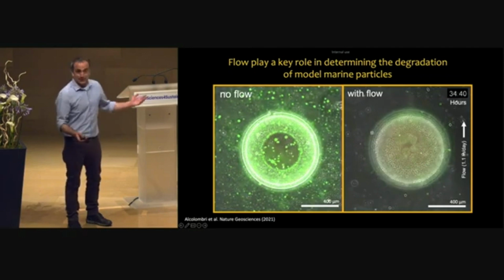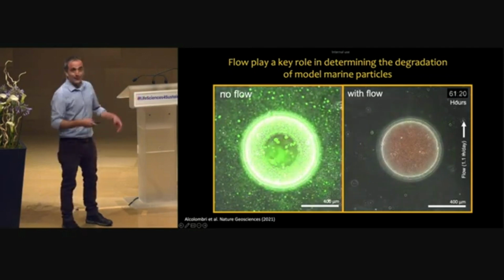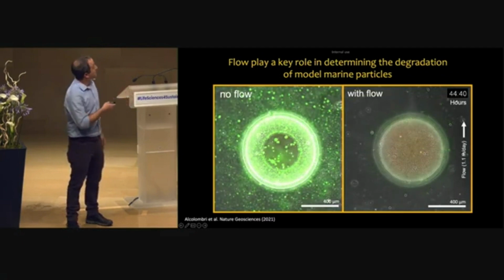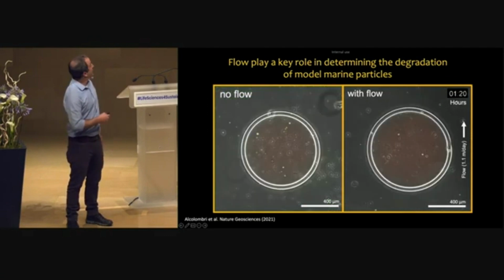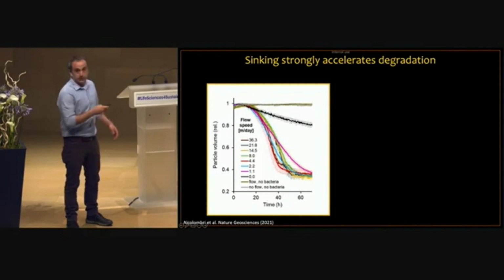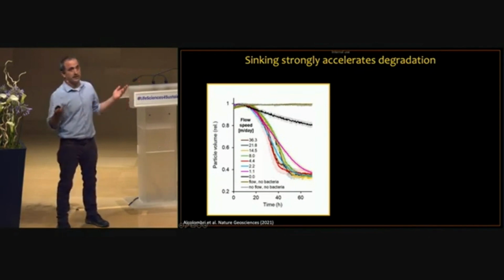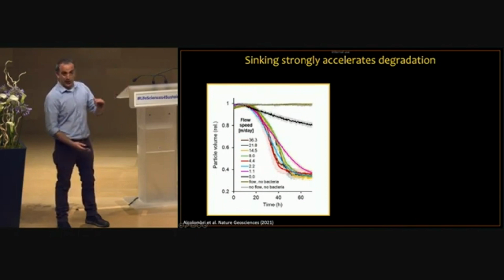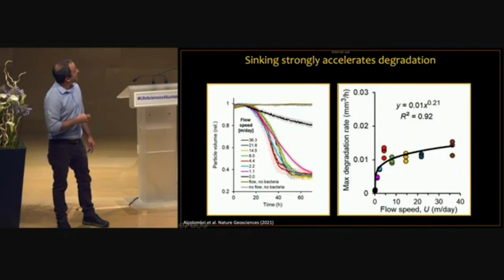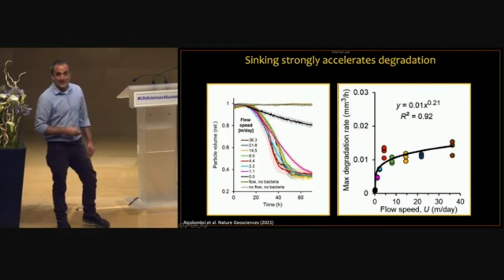Extremely simple, and you can clearly see that with flow, the degradation of those particles made out of polysaccharide is much, much, much faster. We did the same experiment with many flow rates, which represent natural sinking speeds that you can find in the ocean, although on the low side of the sinking speeds. If you look at particle volume as a function of time, we find that the more flow we add, the faster the degradation is. And you can see here we quantify it, and the degradation rate is actually a function of sinking speed.